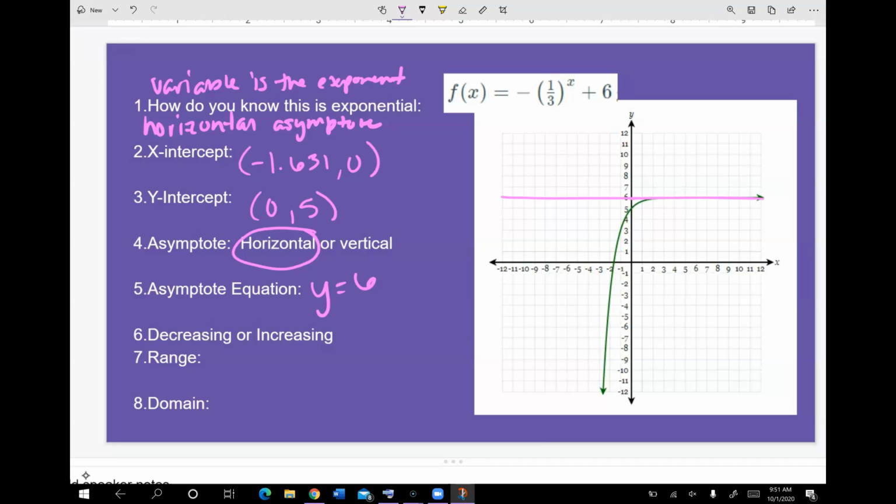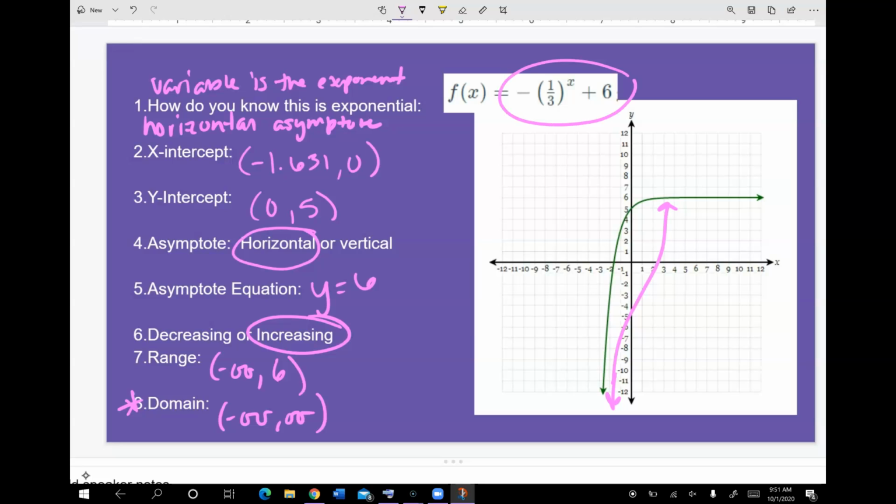Is this increasing or decreasing? Trace the graph. Well, the elevator is going up, so it is increasing. The range is how low does it go? It goes as low as negative infinity, and it goes as high as right here, which is 6. I told you domain is always negative infinity to positive infinity for this one. That's an always.